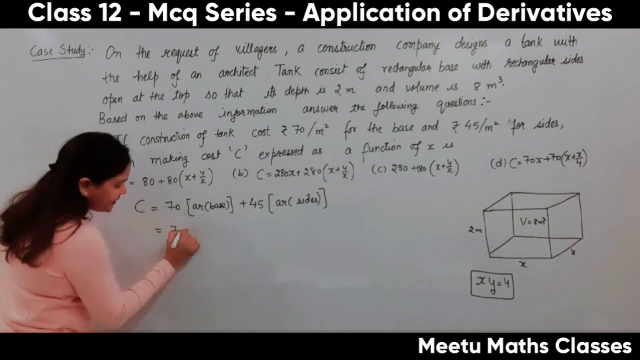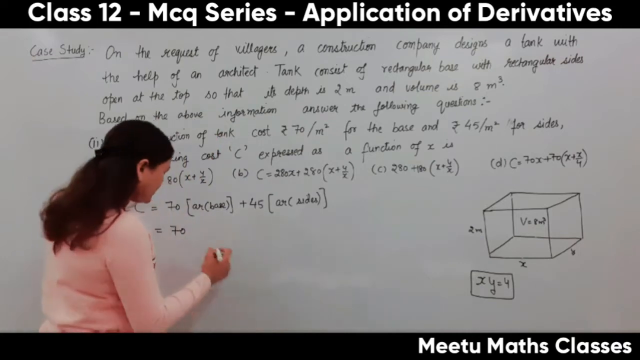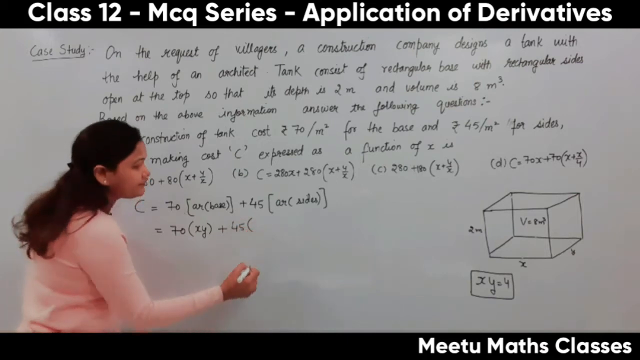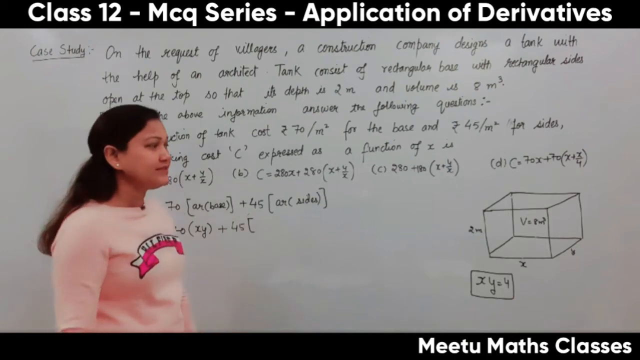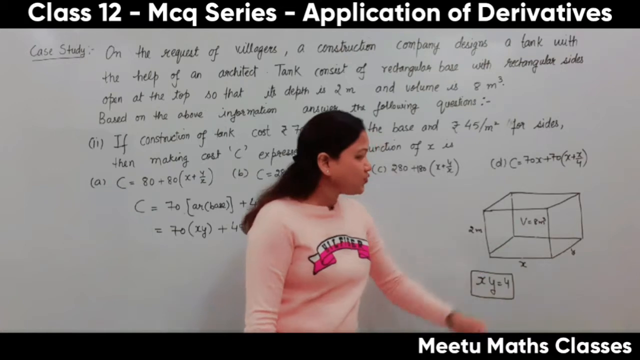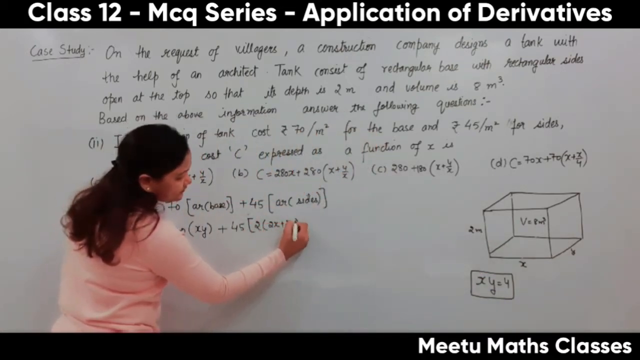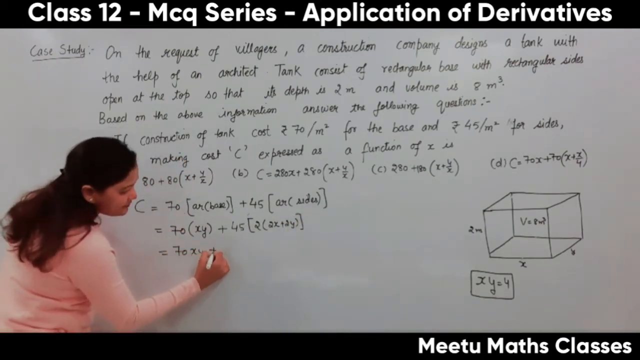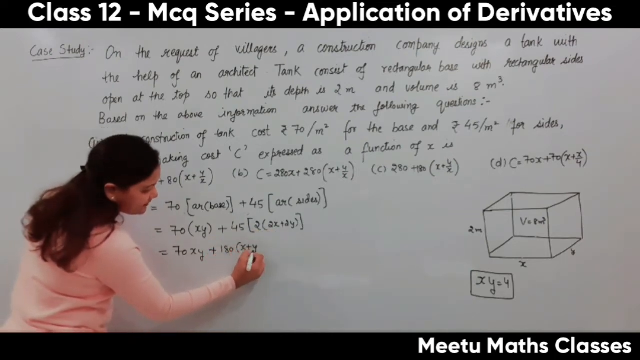Now what is the area of base? Your base is x by y meter long, so the area of base is x into y, plus what is the area of sides? The tank has 4 sides, and 2 sides are 2 by x meter long and 2 sides are 2 by y meter long. So twice of 2x plus 2y. So it will be equal to 70xy plus 4 can be taken out, so 180 into x plus y.